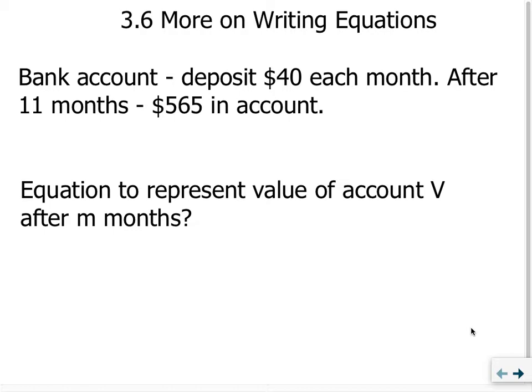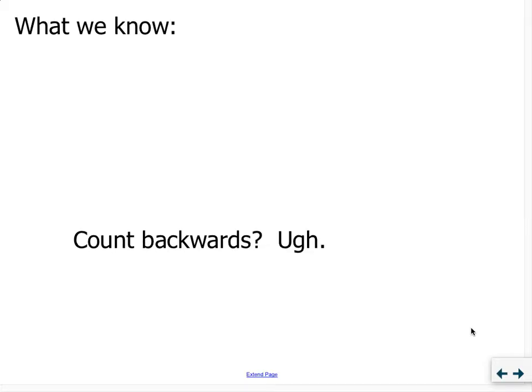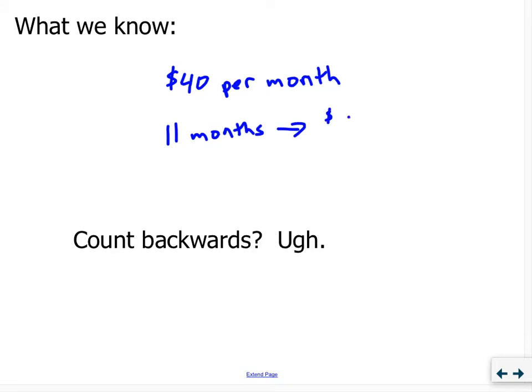So let's think about what we know here. Well, we're told that you're going to get $40 per month. So that word per starts telling me that that's going to be the rate. So that's our slope, our rate, $40 every month. But notice what we're not given: a starting value. Instead, we're told after 11 months, you're going to have $565 in that account.